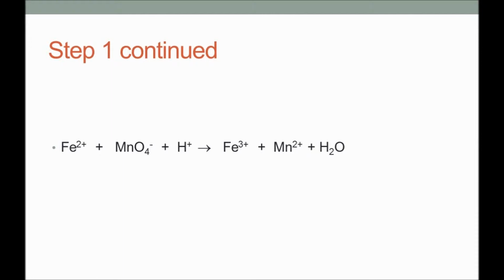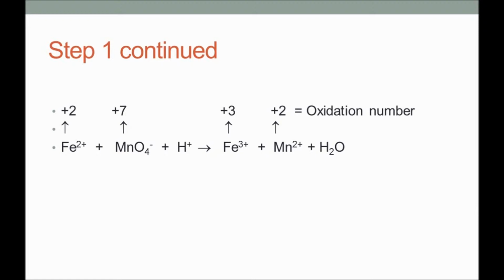First thing to do is write the equation. Identify those elements that are undergoing change in oxidation. Write down the oxidation numbers of the reactants and products. +2 is the oxidation number of iron. +7 is the oxidation number of manganese in the manganate ion. +3 is the oxidation number of Fe3+. And +2 is the oxidation number of Mn2+. In order to determine oxidation numbers, you may refer to my earlier video on how to assign oxidation numbers.